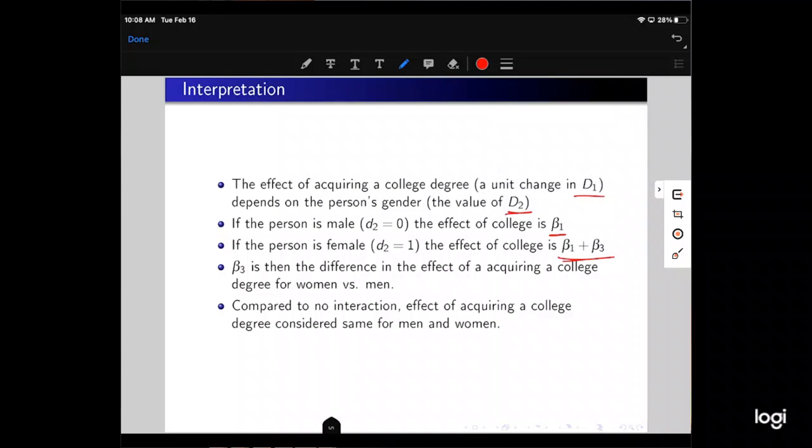And beta 3 is therefore the difference in the effect of acquiring a college degree for men versus women on earnings. So this says if you think that maybe women earn less than men on average, and that if somebody wants to earn more, they might go to college, the effect of going to college is not going to increase earnings as much for women as it would for men. So beta 3 would be negative. This is compared to a no interaction model where the effect of acquiring a college degree is considered the same for men and women.